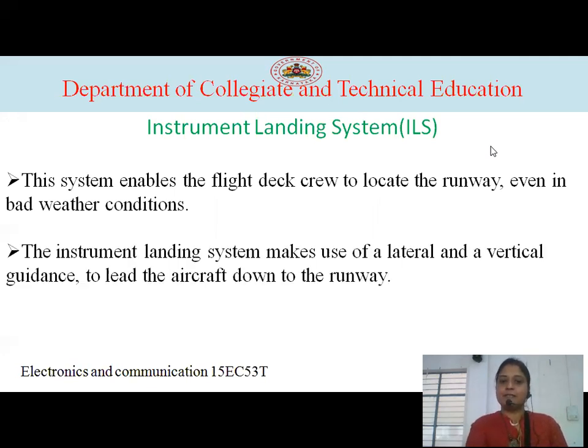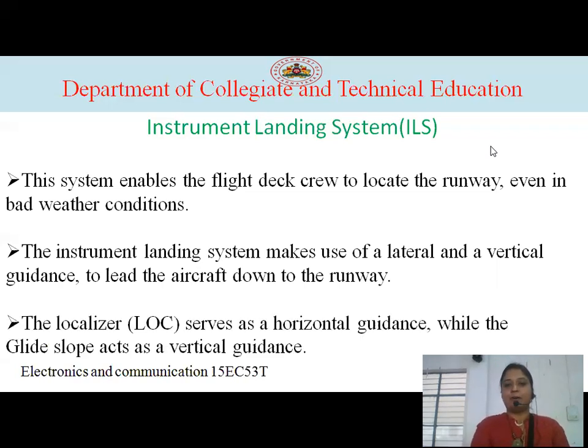The instrument landing system makes use of lateral and vertical guidance to lead the aircraft down the runway. Lateral and vertical guidance means what? It is giving guidance about the horizontal plane as well as the vertical plane, to take the correct path and to reach the runway properly. It is guiding the pilots such that they can take the vertical as well as the horizontal points correctly.